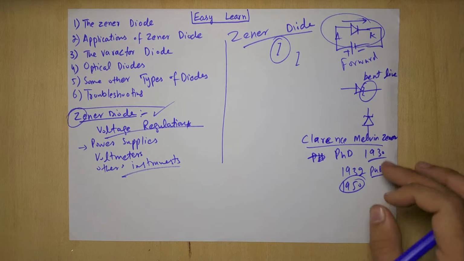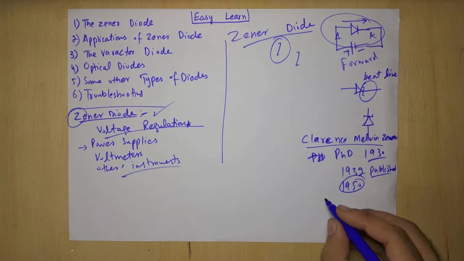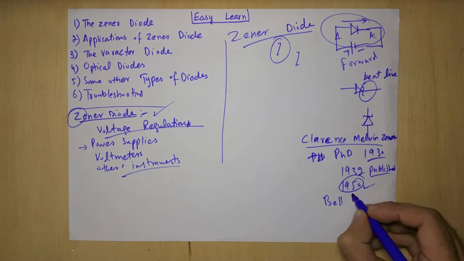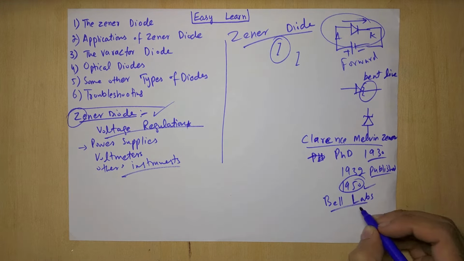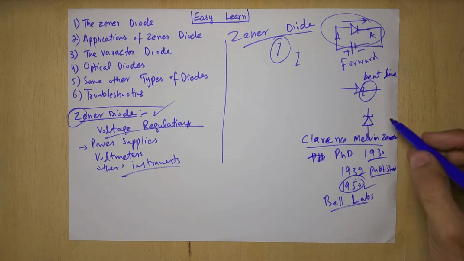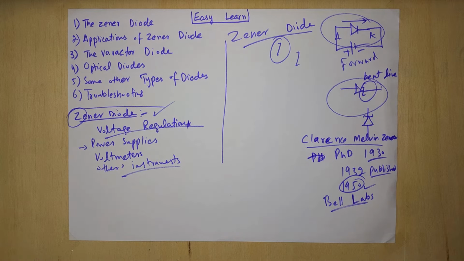In 1950 he finally succeeded in performing these things practically. So in 1950 he did these experiments at Bell Labs in America. So Bell Labs is where the device was developed. The name of the diode was changed to Zener diode, and the symbol is changed slightly to this, and this is a special case of the diode.